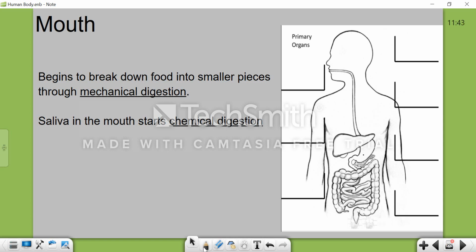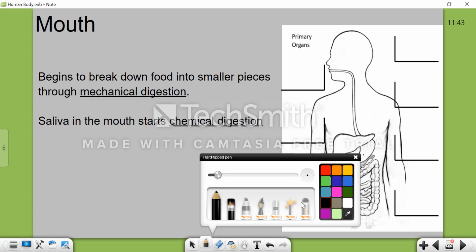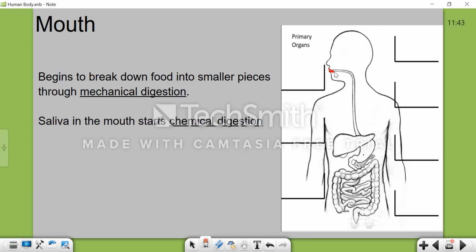So we start with the mouth. If you're taking your notes from home, you will get to see this little sheet here, and you can color along with us. The mouth is going to be this section here, obviously. Your mouth is what breaks your food down into smaller pieces. You've heard that before: chew your food, chew it well. And that's mechanical. The saliva coming into your mouth, that is chemical digestion. So two types of digestion take place in the mouth. That's going to be a big question, so make sure you pay attention to that.